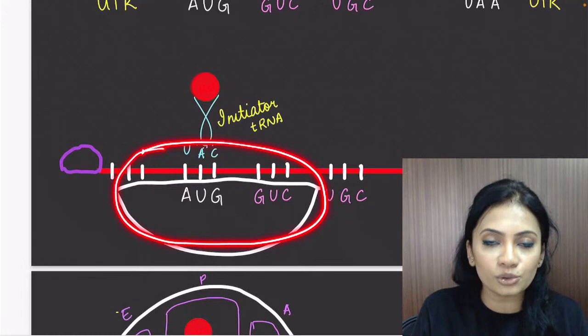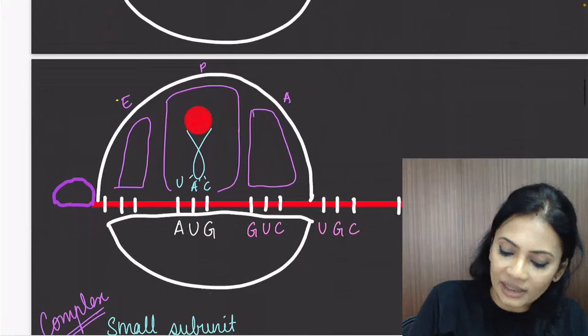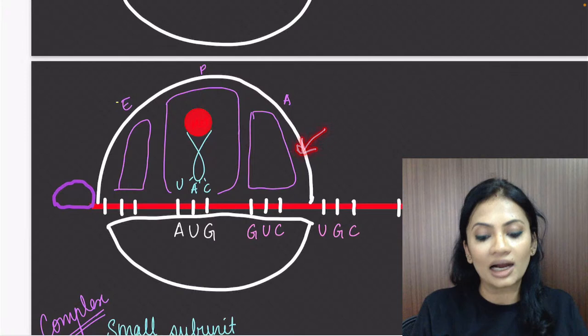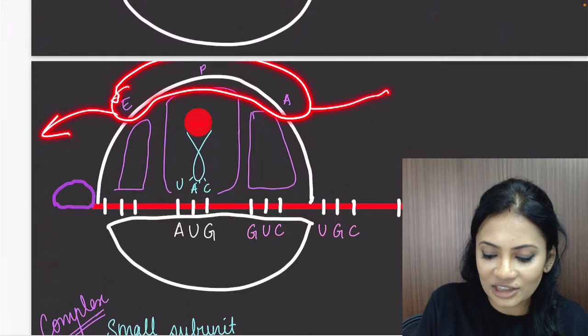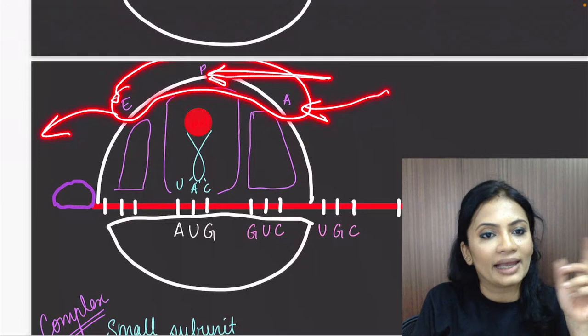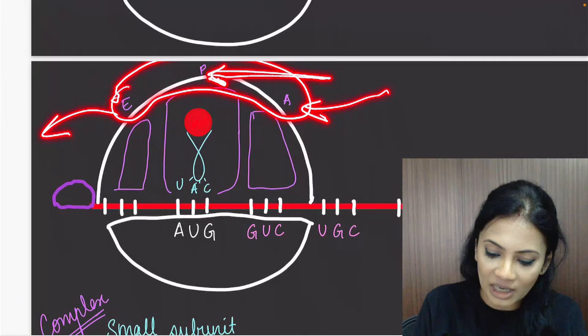small subunit of the ribosome. Then comes your large subunit also. The large subunit has the sites E, P, A. Correct? This is for exit, this is for arrival, and this is for polypeptide formation. Exit of the tRNA, arrival of the tRNA, and the polypeptide formation. Correct?